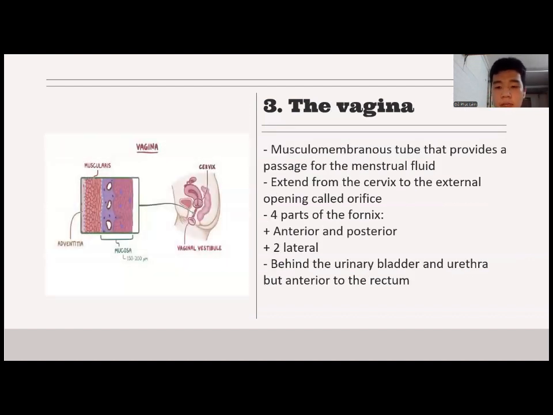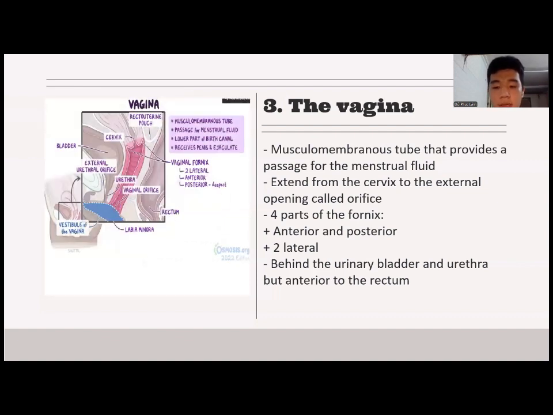The vagina is a musculo-membranous tube that provides passage for the menstrual fluid from the lower part of the birth canal and receives the penis and the ejaculate during sexual intercourse.